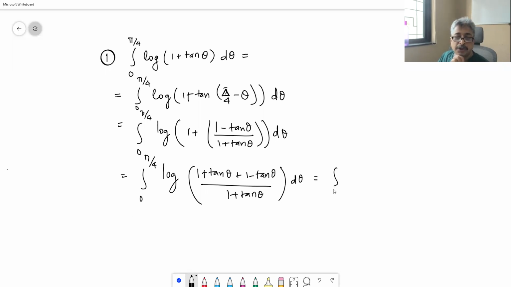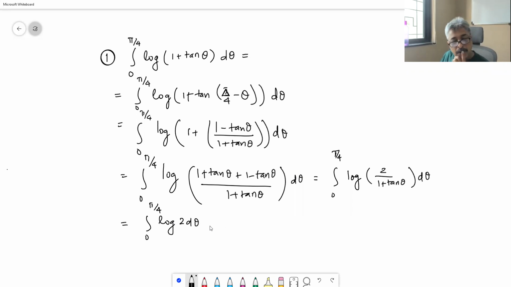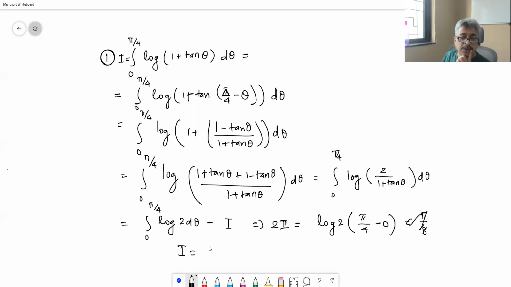which is equal to integral 0 to pi by 4 log 2 upon 1 plus tan theta. If we use property of logarithm, we get integral 0 to pi by 4 log 2 d theta minus I. This is I. Correct. So 2I is equal to log 2 into bracket pi by 4 minus 0, which is equal to pi by 8. So I is equal to pi by 8 log 2, so it's a numerical value of this integral.